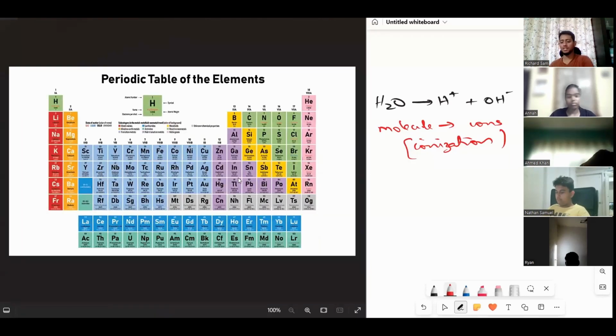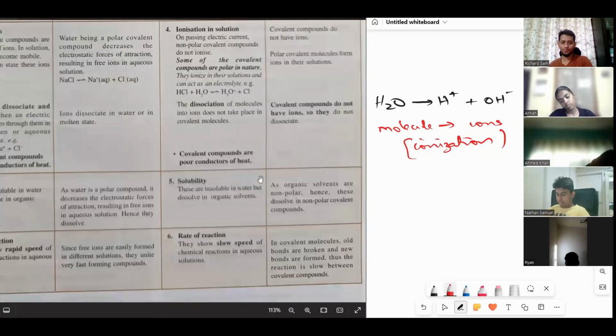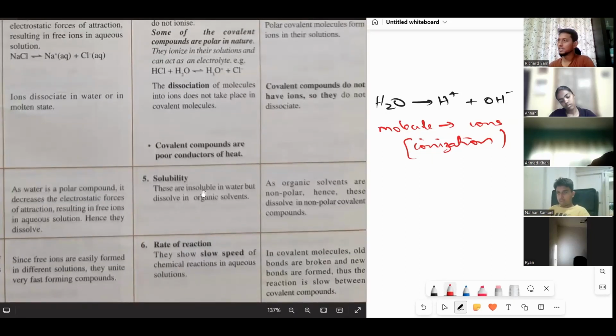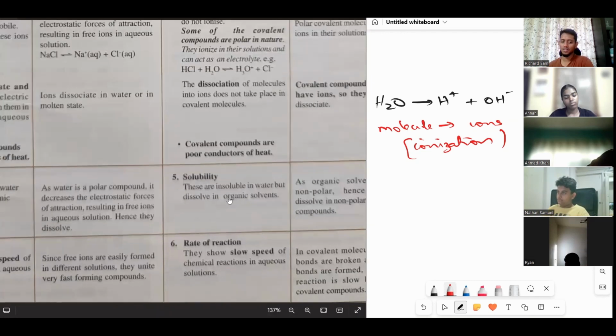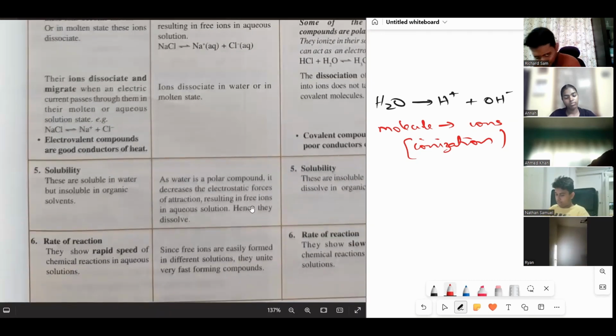Now, covalent compounds are exactly the opposite. They are insoluble in water but soluble in organic solvents. Just memorize that part. The reason is here. As water is a polar compound, it decreases the electrostatic forces of attraction, resulting in free ions in aqueous solution. Hence, they dissolve.